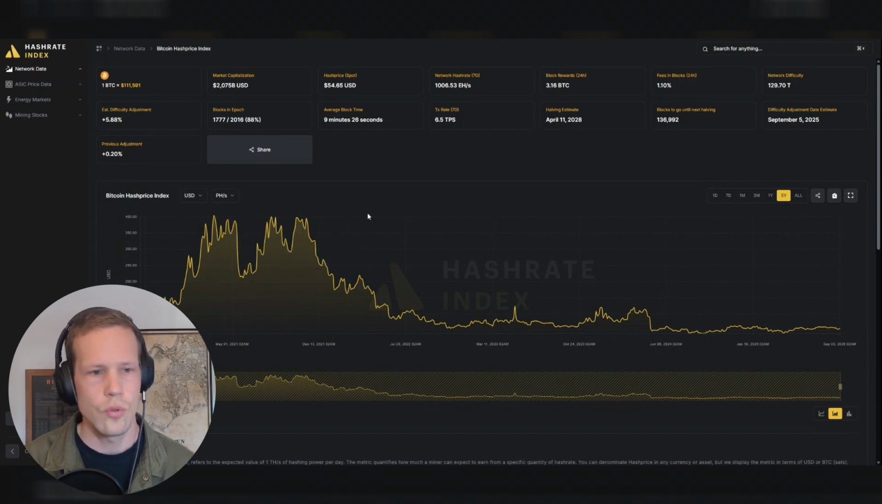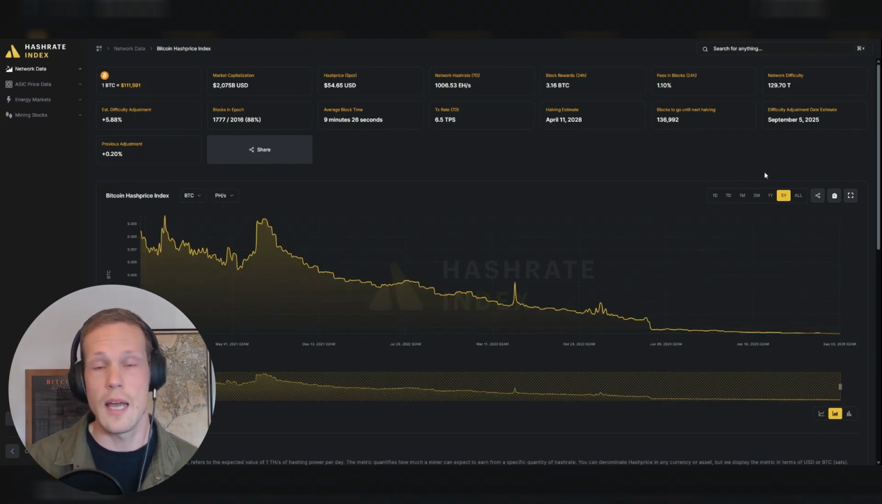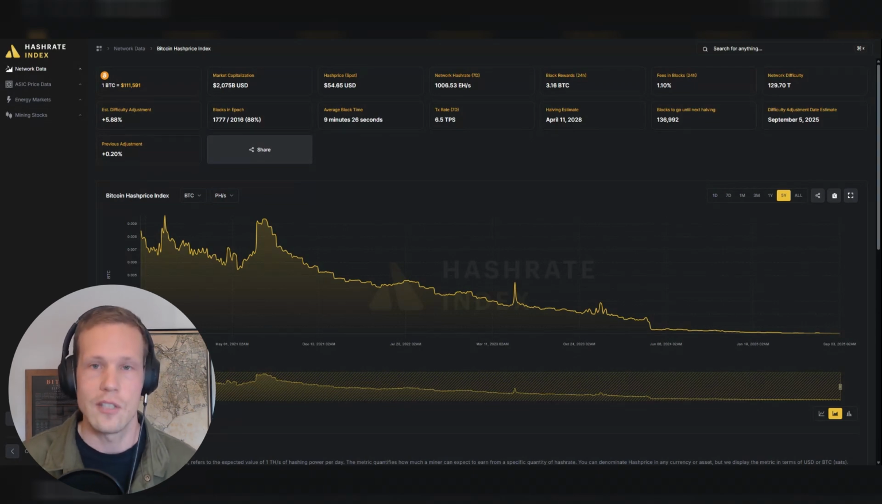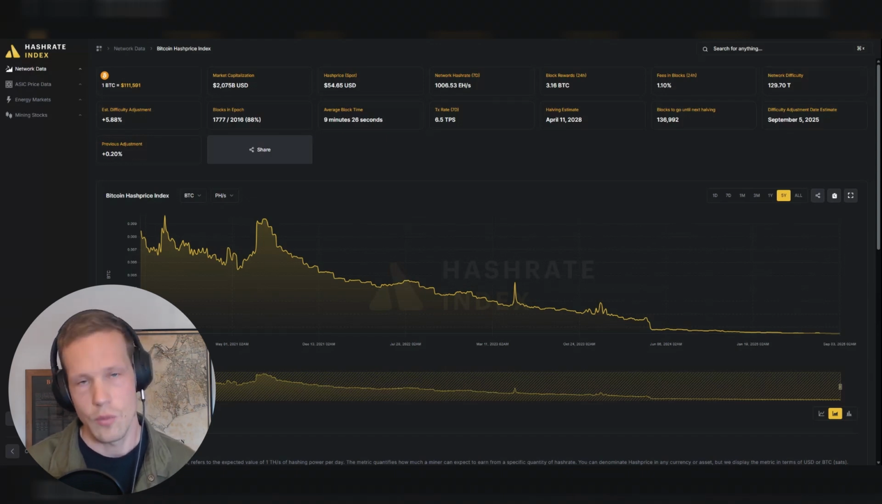What I like to do when I look at mining stats and the hash price itself, I like to switch to the hash price denominated in Bitcoin terms. Why? Because it excludes the volatility of the Bitcoin price. And at the end of the day, when it comes to mining, I am interested in having more Bitcoin at the end of the day and not more dollars.